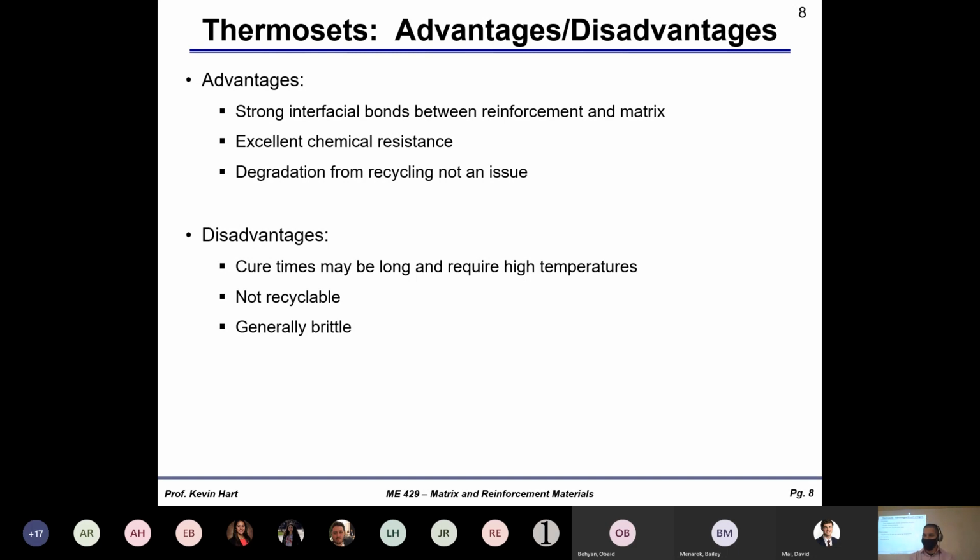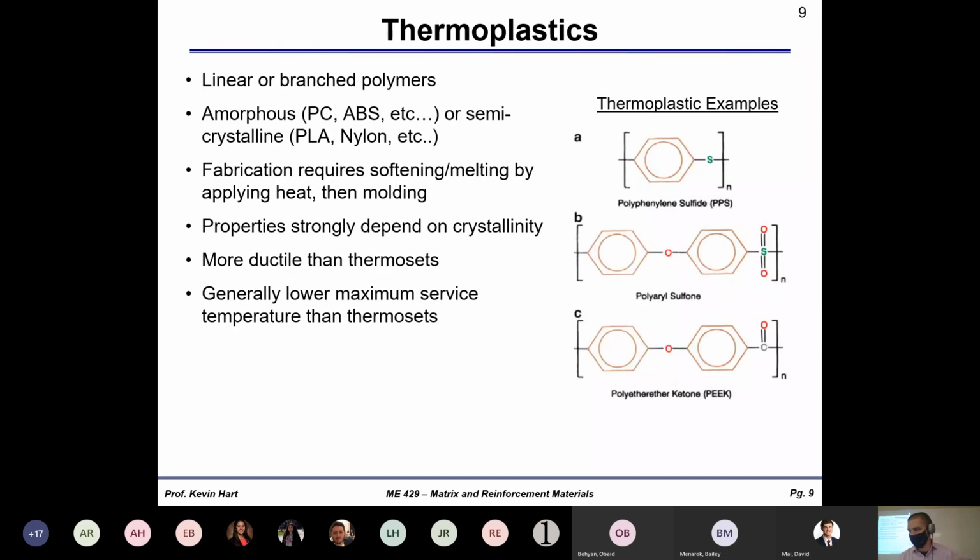All right. So some of the disadvantages: cure times may be long, and temperatures required to cure these thermosets may sometimes be high. Not all thermosetting reactions proceed well at room temperature. Sometimes you need additional activation energy, remember your chemistry classes, to initiate the cross-linked chemical reaction required to make the thermosets. You can't recycle them, and generally, thermosets are more brittle than thermoplastics. So that's also a consideration. They're very glassy. They behave more like ceramics than they do like tough thermoplastic polymers. Okay, so there you go, advantages and disadvantages.